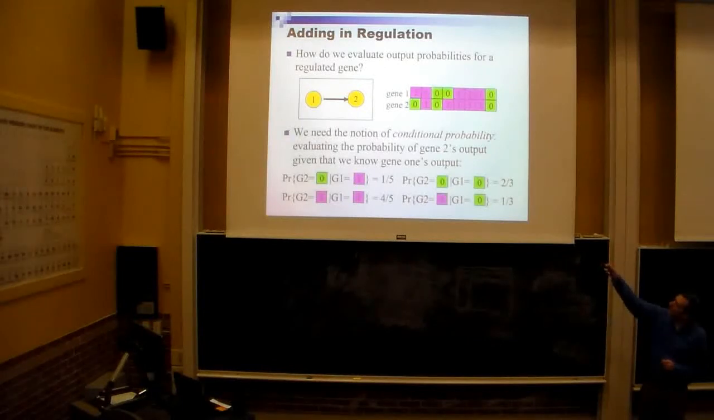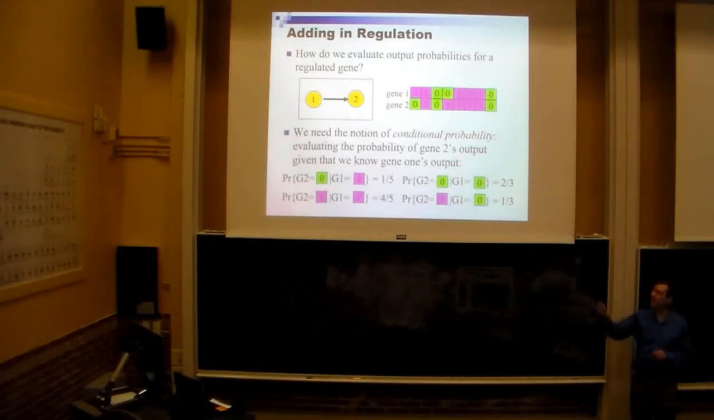You can see that there are 3 conditions in which gene 1 is 0. In 2 out of those 3, gene 2 is 0. In 1 out of those 3, gene 2 is 1. So the conditional probability gene 2 is 0, given gene 1 is 0, is 2/3. And the conditional probability gene 2 is 1, given gene 1 is 0, is 1/3.